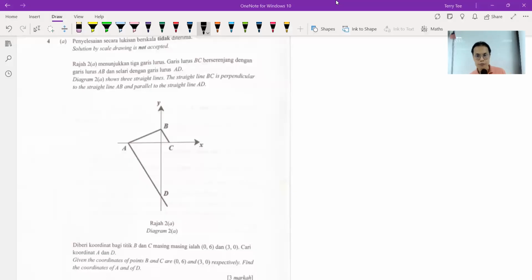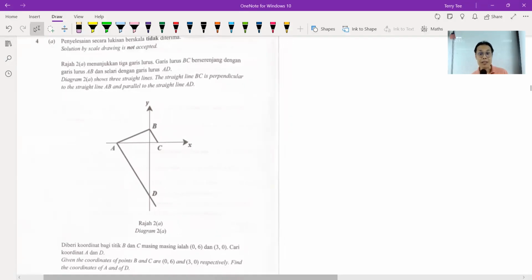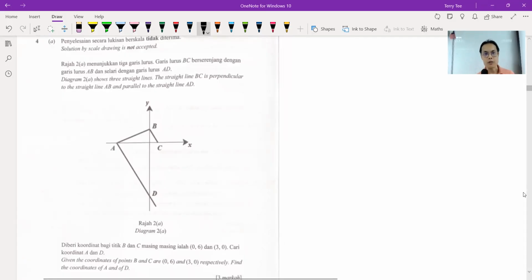Okay, question number 4. So in this question, you're given, maybe I read it in Bahasa, sorry. Rajah menunjukkan 3 garis lurus, right? Garis lurus BC berserenjang dengan AB. BC berserenjang means perpendicular, 90 degree, 90 darjah. Dan selari dengan garis lurus AD. Selari means parallel, these two are parallel. Okay, so diberi koordinat B dan C masing-masing ialah (0, 6) dan (3, 0) here. Cari koordinat A dan D.